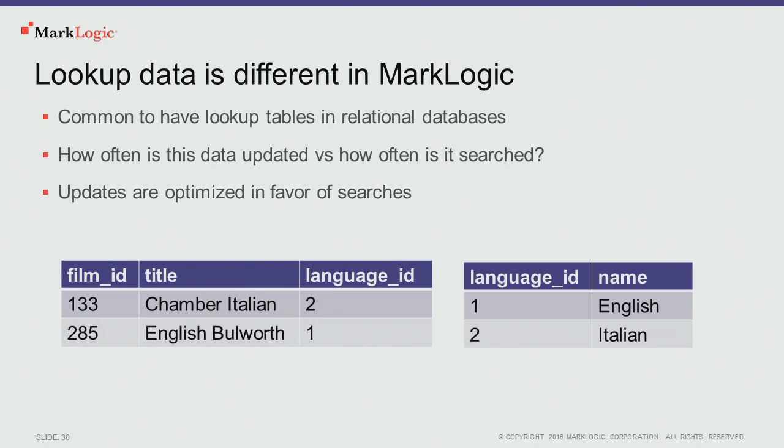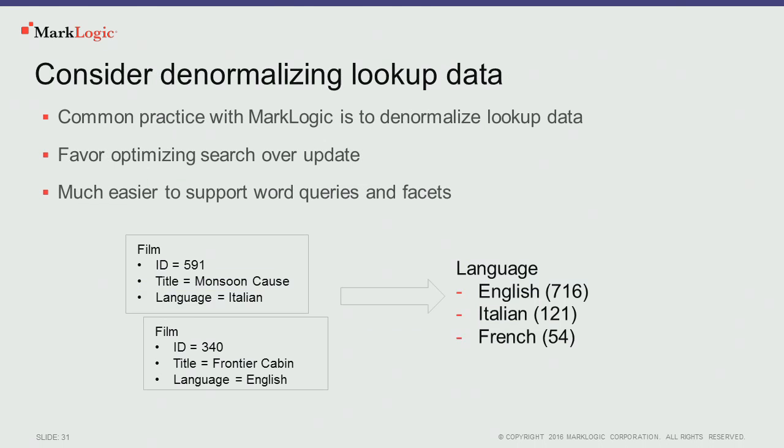But really this model, in the name of being normalized, is favoring updates instead of searches, right? If I have to do a search, I have to do a join. If the user says, find me anything with English, I have to do a join. And really, how often is that data ever going to be updated? And so it's common practice. Now, we don't always do this.